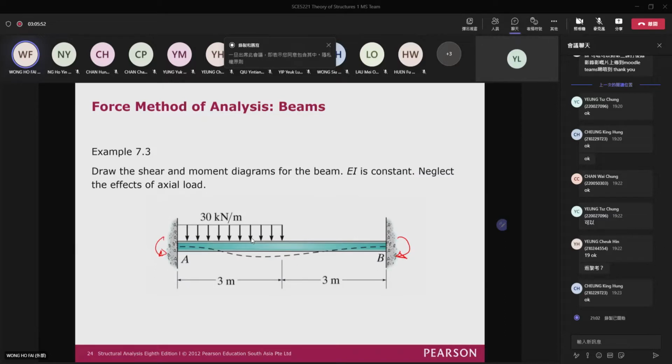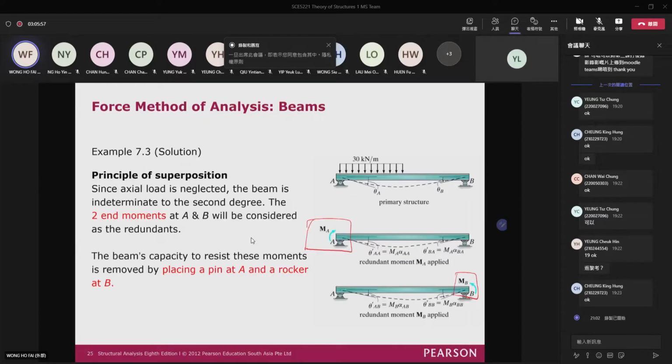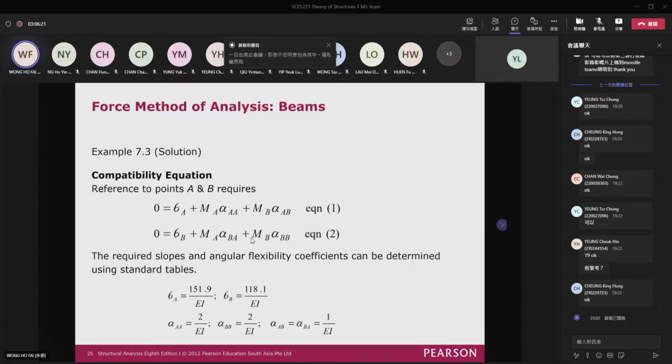As you can see here, my original beam has fixed supports on both sides, so the rotation must be equal to 0. So theta A plus theta dash AA plus theta dash AB must be equal to 0. And on the right-hand side, theta B plus theta dash BA plus theta dash BB must also be equal to 0. You can see that I have two equations, and then I can find the values of MA and MB. These rotations are known, because you can use the virtual work method, cantilever method, conjugate beam method, or double integration method to find the deflection like this. And then you have two equations, two unknowns.